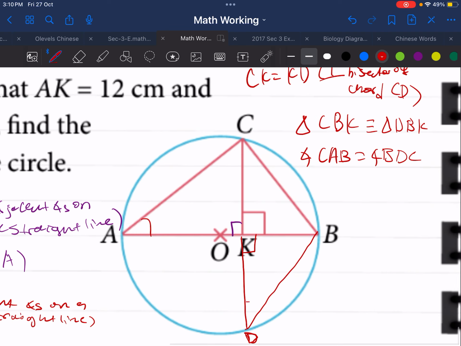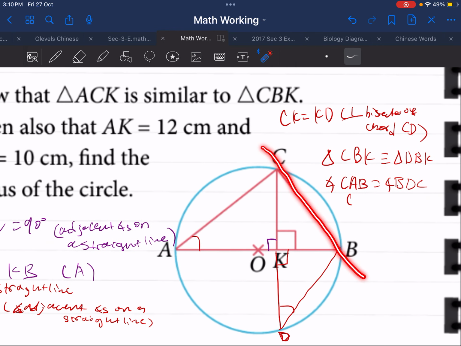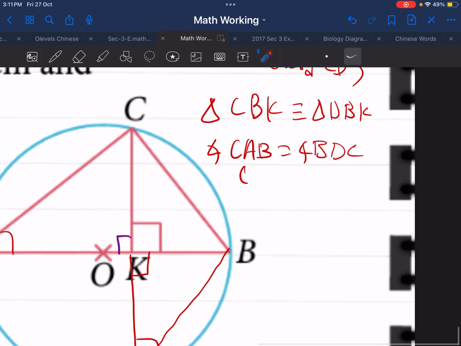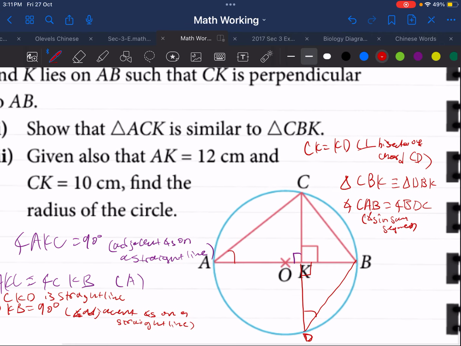Why? What's the reasoning for it? This is the major segment. This is the minor segment. The reason is angles in the same segment. Okay, so we got this. Great.